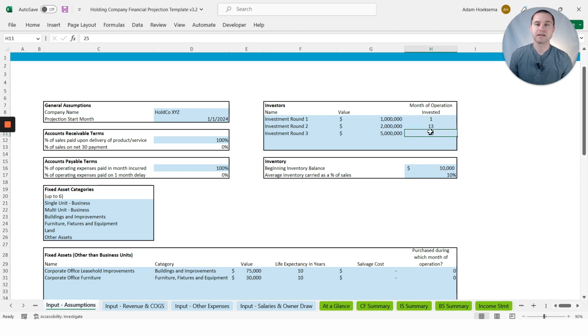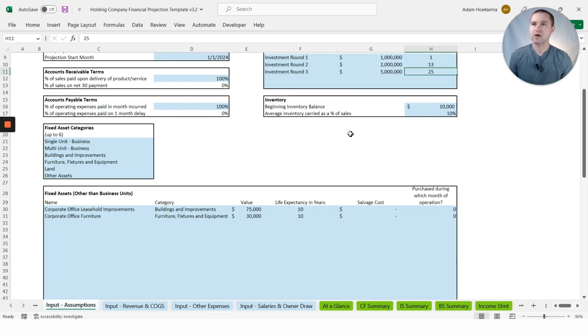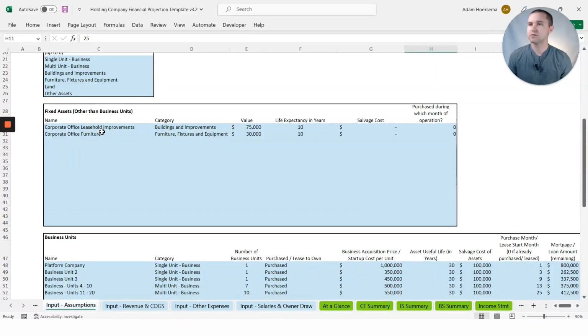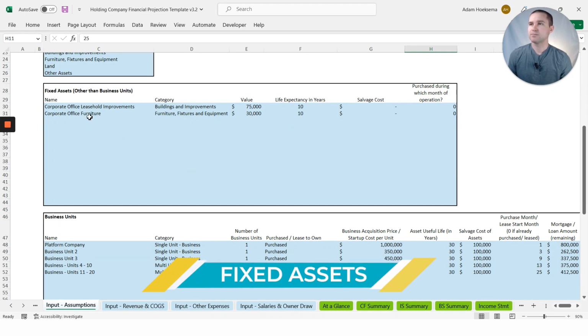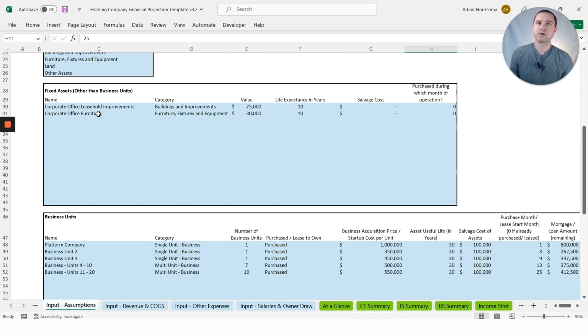You can put the month that round of investment would come in. Accounts receivable and payable terms here, initial inventory, these are probably not all that important for you, so we'll focus on some of the unique holding company aspects of the model. In this first fixed asset bucket, this is where you could put holding company or corporate office level fixed assets.